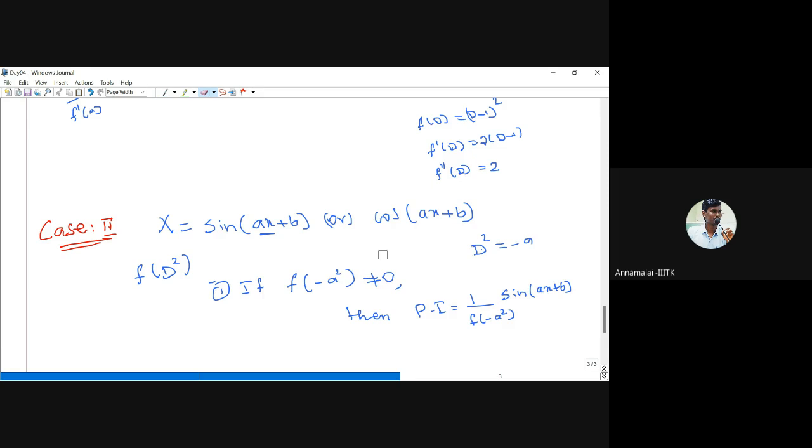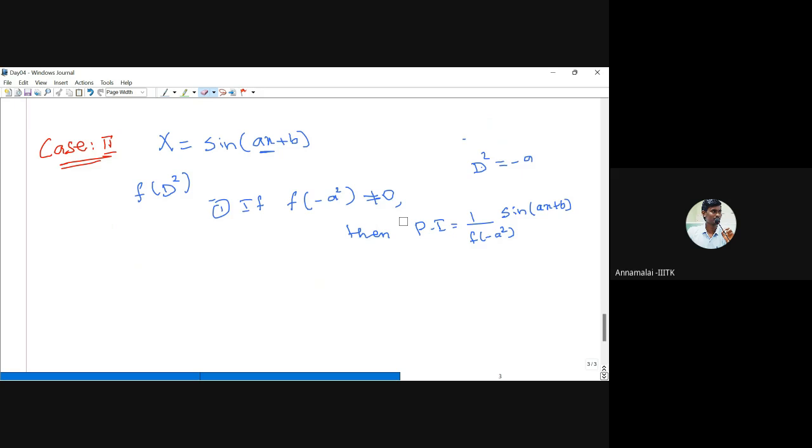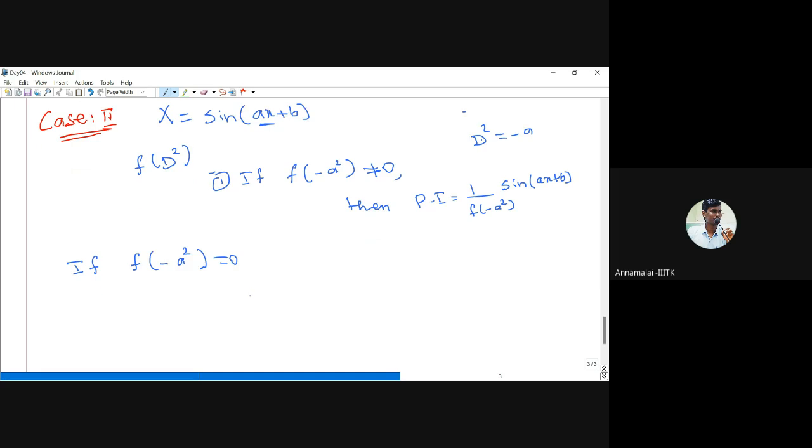So similarly, we can do it for cos. In the first case, if f of minus a square is non-zero, then this is the particular integral. Suppose f of minus a square is 0. That is the next case. In that case, you can multiply by x and then differentiate f. After that, you have to substitute minus a square.